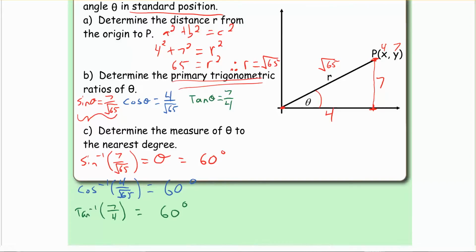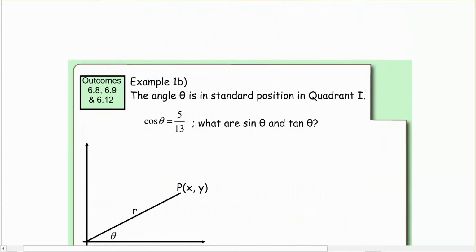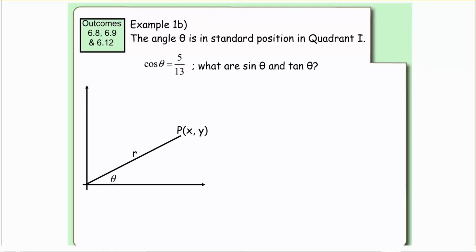Okay, moving on. Okay, so for this one, I'm going to help you a little bit, but then I'd like you guys to give it a try on your own. So this one says the angle theta is in standard position in quadrant 1. Cosine theta is equal to 5 over 13. So this is giving us info, right?